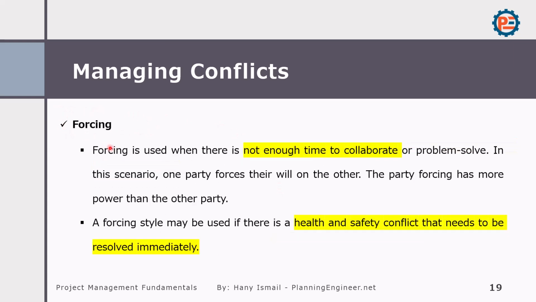Forcing is used when there is not enough time to collaborate or problem solve. In this scenario, one party forces the other with the solution. The party forcing has more power than the other party. A forcing style may be used if there is a health and safety conflict that needs to be resolved immediately. For example, you find your team is constructing a scaffolding in a way you see is dangerous. There is no time to discuss this conflict with them. You force them to stop the work immediately and take action.